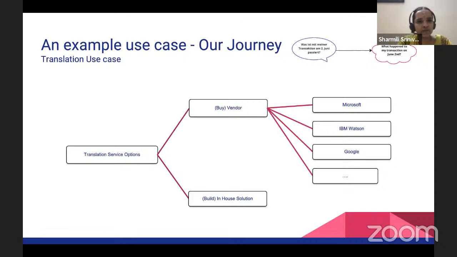But also there was a question: we might want to do an in-house solution because it can be more customized for PayPal data and PayPal conversations. So now we wanted a framework where we can take this decision, right? That's where we started an evaluation framework. So next slide, please.